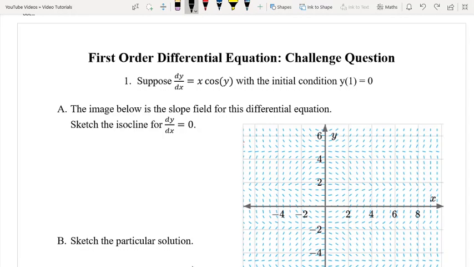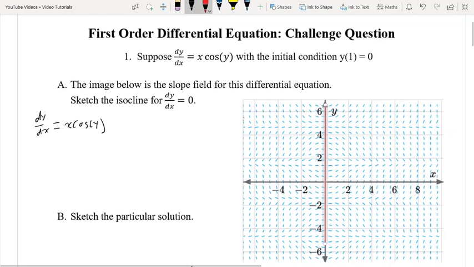1a says, the image below is the slope field for this differential equation. Sketch the isocline for dy by dx equals 0. So we know that dy by dx equals x cos y. And this will equal 0 whenever either of these factors equals 0. And so obviously the first factor will be when x equals 0. So the isocline we can put in for that is going to be a straight line at x equals 0, going right down here.